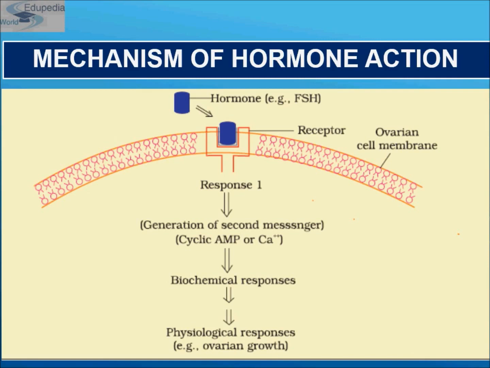Hormones showing this type of mode of action are catecholamines such as adrenaline, and small and large peptide hormones such as oxytocin, insulin, etc. And that brings about physiological responses, for example, ovarian growth, because the hormone here was follicle stimulating hormone, which goes and binds with the receptor cell. So this is the first mode of action of hormones.